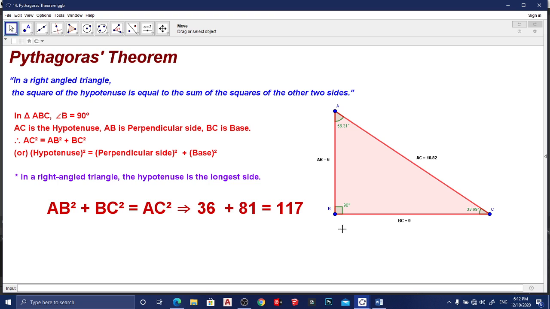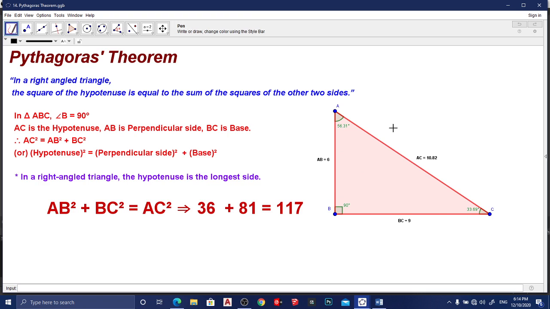this AB, this vertical side, is called the perpendicular side, and this horizontal side, which is BC, is called the base. This is the perpendicular side, this is the base, and this is the hypotenuse. Also, this base and perpendicular are called the legs of the right angle triangle. In some problems we will say that these two are the legs. This is one leg, this is the second leg, and this is the hypotenuse only.